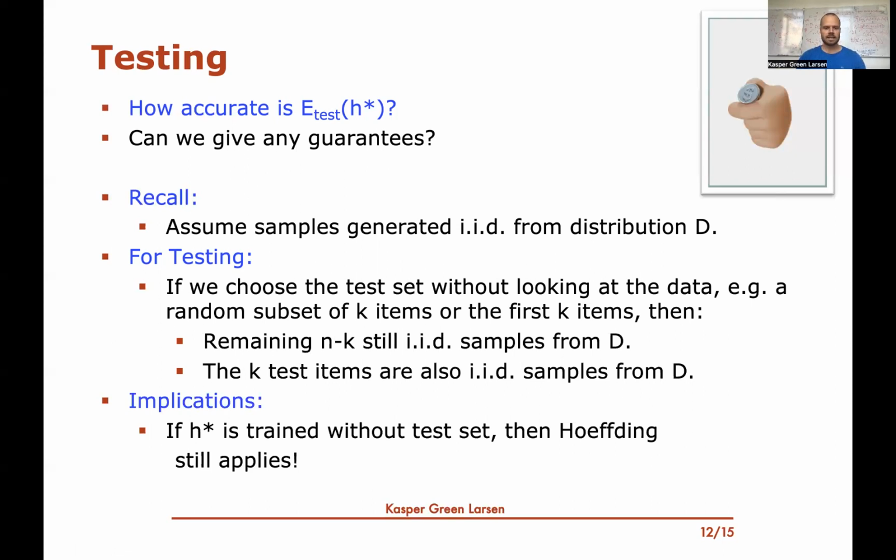So what this means is that if I train a hypothesis H star without looking at the test set, the k items I chose as my test set, then you can still use the Hoeffding bound because the hypothesis set is chosen independently of these k training examples. Right? They are drawn as independent samples from the distribution D, samples that don't depend on the hypothesis H star.